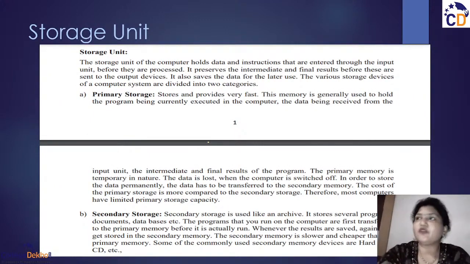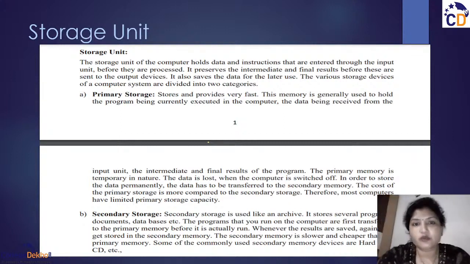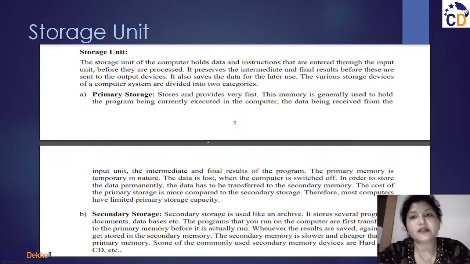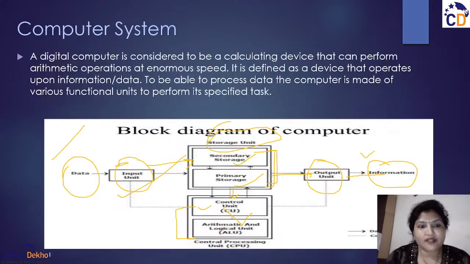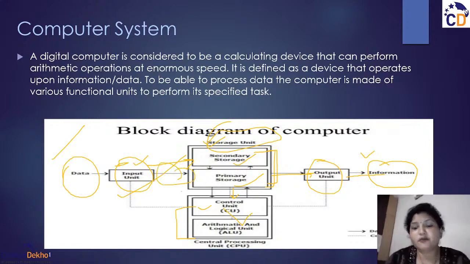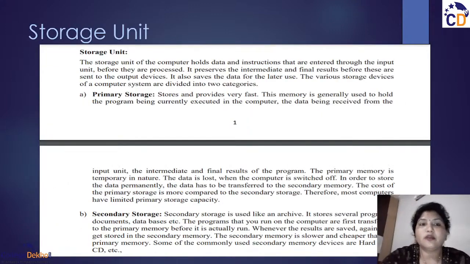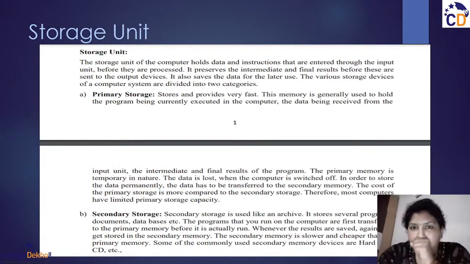So the second part of this is the storage unit. The storage unit of the computer holds data and instructions that are entered through the input device. So I told you, first of all we have the input devices, the input unit, right? Then we have the storage unit. Now whatever we have received from the input device is going to be processed. It preserves the intermediate and final results before these are sent to the output devices.